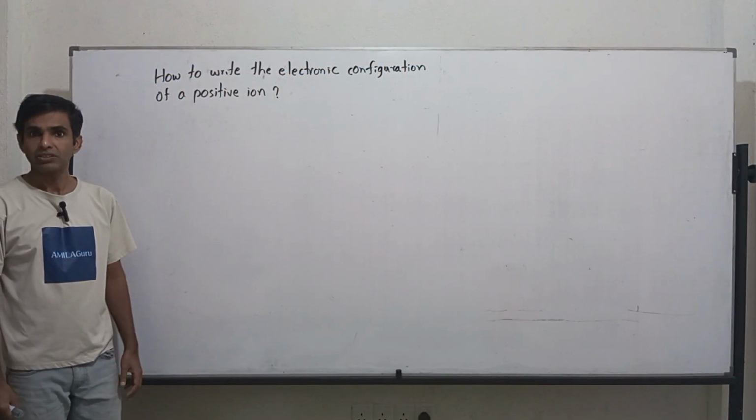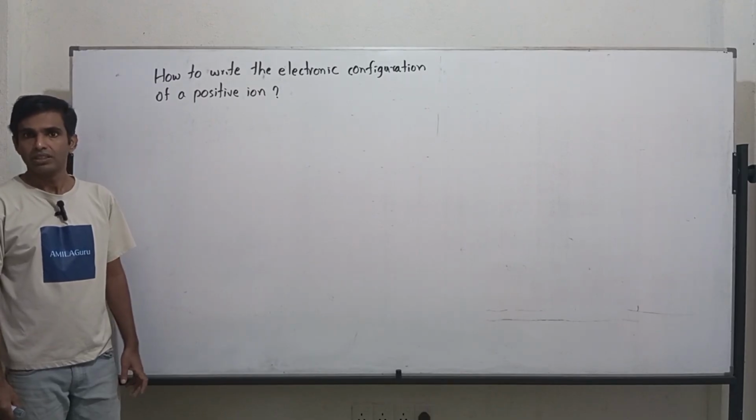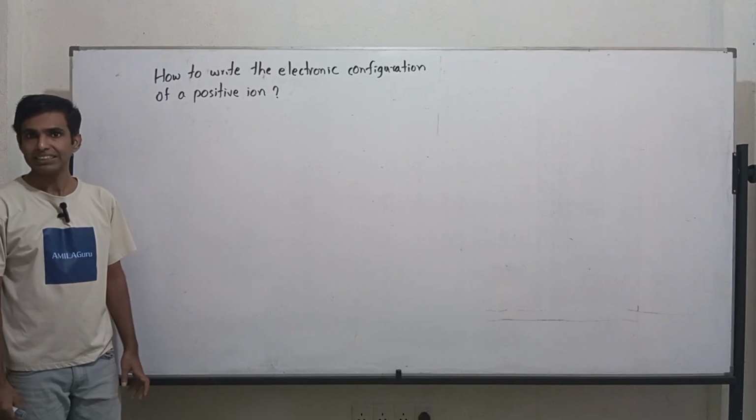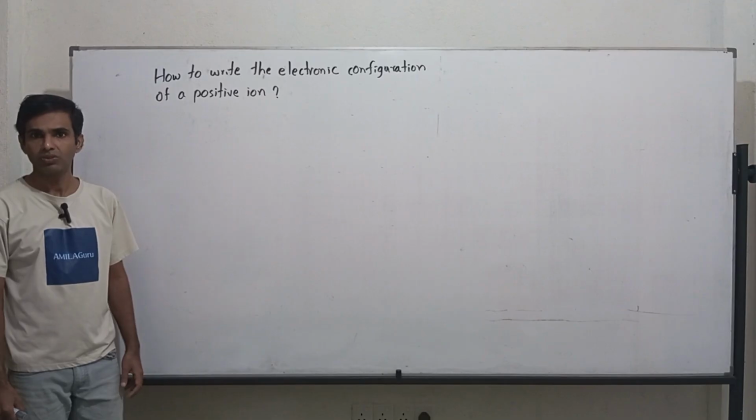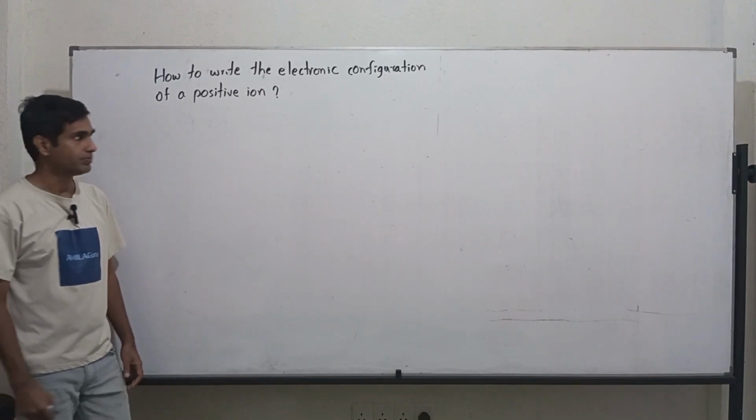We need to write the electronic configuration of ferrous ion. First, let's discuss how to write the electronic configuration of a positive ion or a cation.